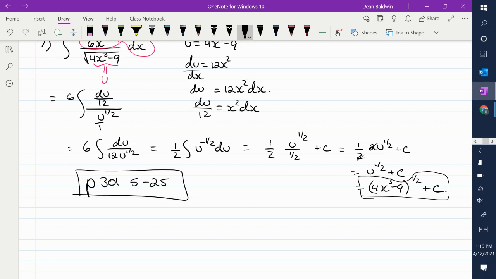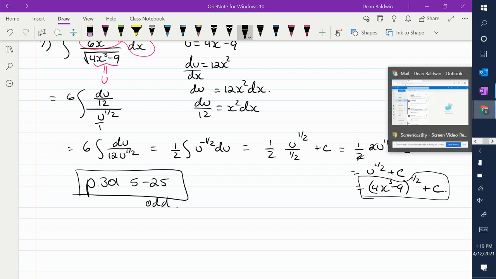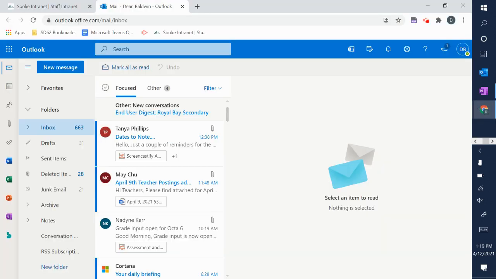Page 301, 5 to 25, odd, please. Just like derivatives, you have to know this basic stuff to do the harder stuff, and it's the next 2 weeks is this kind of stuff. And all this week is this stuff. So I'm just going to pause my recording.